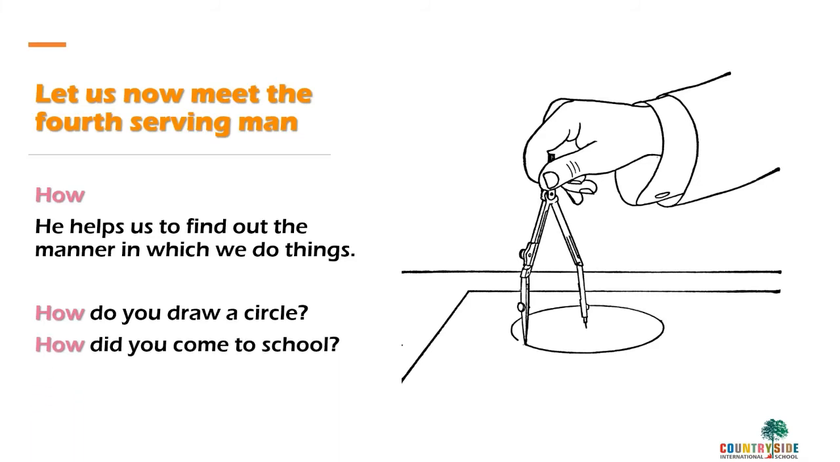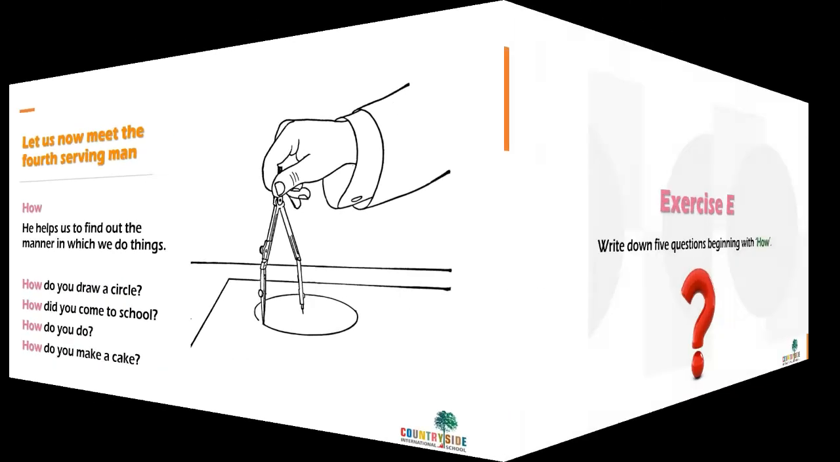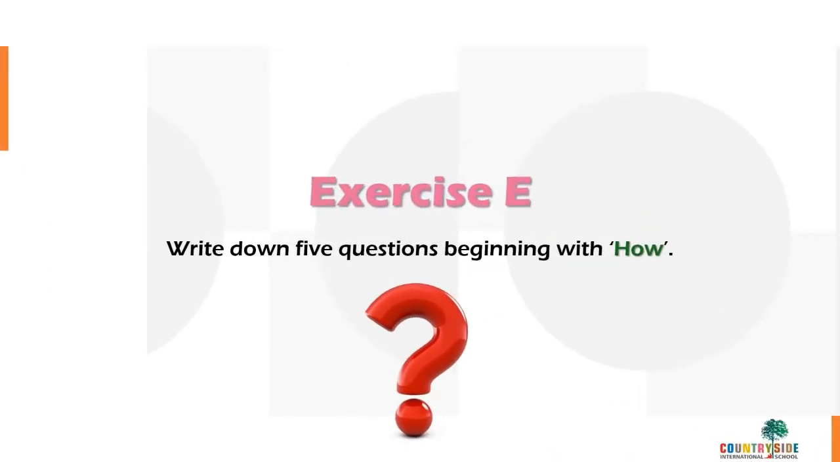How did you come to school? How do you do? This is a question we generally ask when we meet someone. How do you do? How do you make a cake? So it asks the manner in which things are done. Exercise E, you're going to write down 5 questions beginning with how.